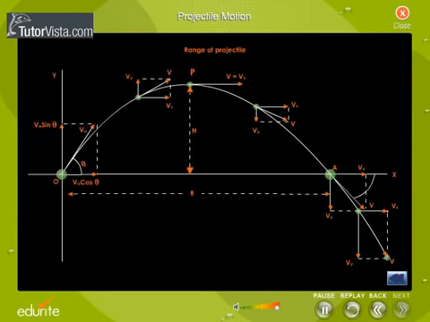Range of projectile. Range of projectile is defined as the distance between the point of projection and the point where the trajectory cuts any plane. R is equal to v0 squared sine 2 theta by g.